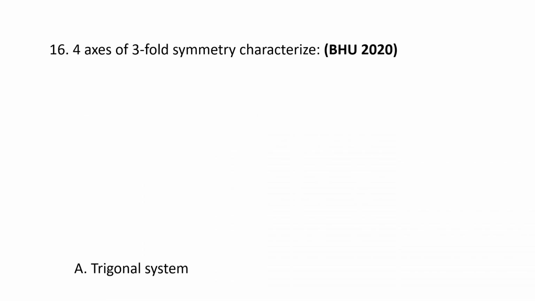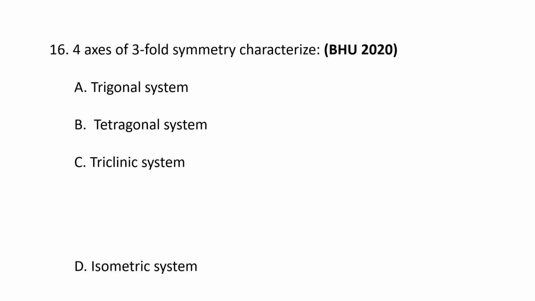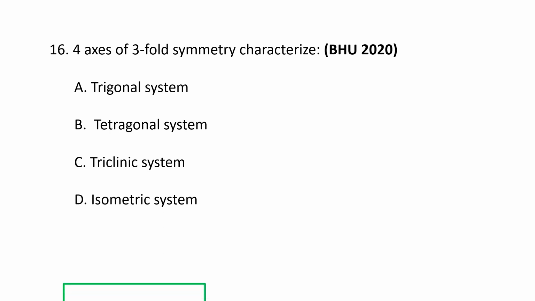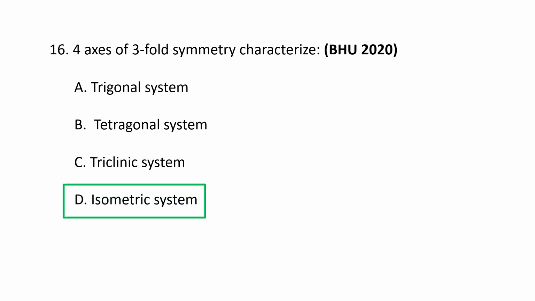Next question. Four axes of threefold symmetry characterize A. Trigonal system, B. Tetragonal system, C. Triclinic system, and D. Isometric system. Four axes of threefold symmetry crystallizes in the cubic system or isometric system. So this is characterized by the presence of four axes of threefold symmetry, and these axes pass diagonally through the cube, from corner to the opposite corner.